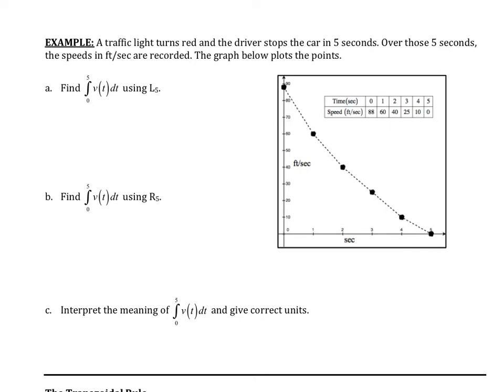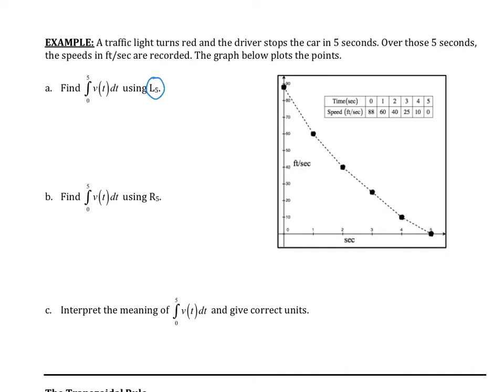A traffic light turns red and the driver stops the car in 5 seconds. Over those 5 seconds, the speed in feet per second is recorded. The graph below plots the points. They also gave us a table of values that correspond with those points. And a question may say, let's find the integral from 0 to 5 of v of t dt using L5. So if we're using L5, it means we need to use 5 rectangles that start from the left, and we're trying to find the area under the curve.